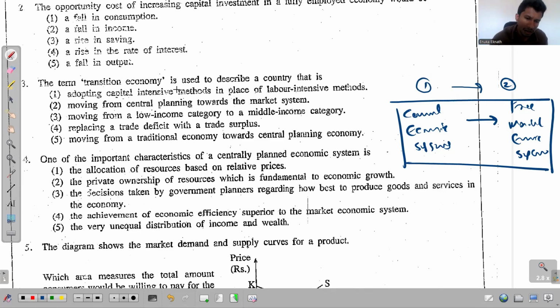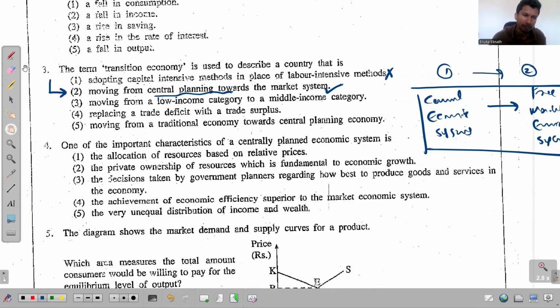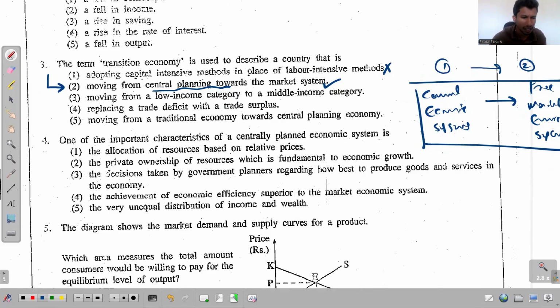The term transition economy is used to describe a country that is adopting capital intensive methods in place of labor intensive, no. Moving from central planning towards the market economic system, 100% correct. So central planning simply means the command economic systems. So they are now moving from their central planning mechanism to free market economic system. So the answer for this question 3 is the second one. But we will go through the other options as well.